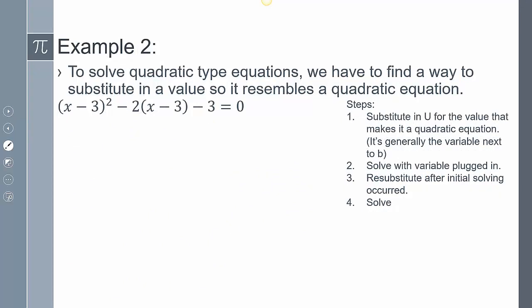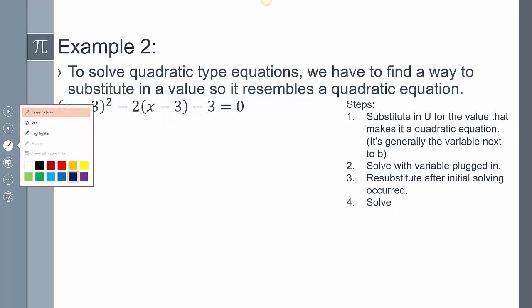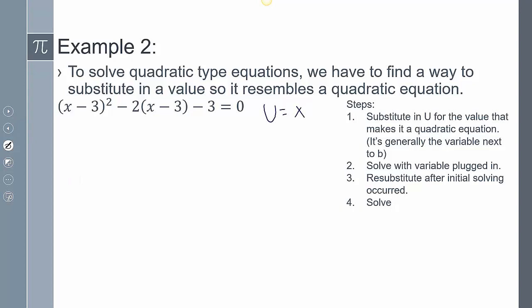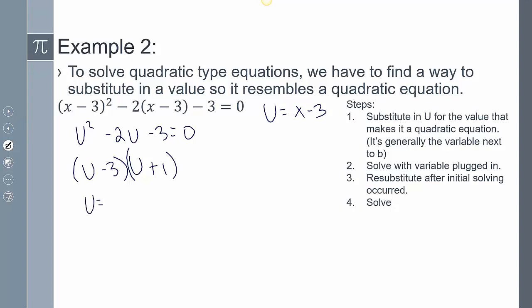Next one. So I need to substitute u in for the value that makes it a quadratic equation. Now it's generally the value that's next to b. So if I say u equals x minus 3, now this will become u squared minus 2u minus 3 equals 0. So now solving. Maybe I can factor this, so this will factor into u minus 3, u plus 1. Yep. So then that means u will equal 3 and u will equal negative 1.